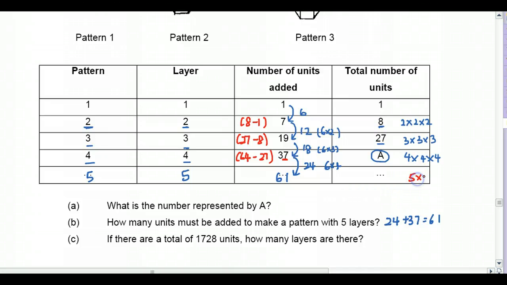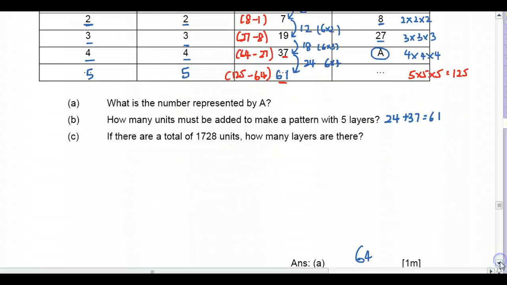So this is 5 times 5 times 5. 25 times 5 is 125. So it's 125 minus 64. 125 minus 64, I will get 61. So this is another alternative method.